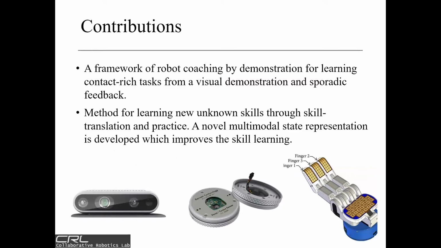Additionally, in our framework, the tasks are broken down into a sequence of subtasks, or what we call skills. These skills are run through skill translation and practice. The skill learning uses a novel state representation network which we created, which combines data from different sensor modalities such as image, force torque, tactile sensors, as well as position encoders of the robot. And we showed that using such a state representation improves task learning performance.